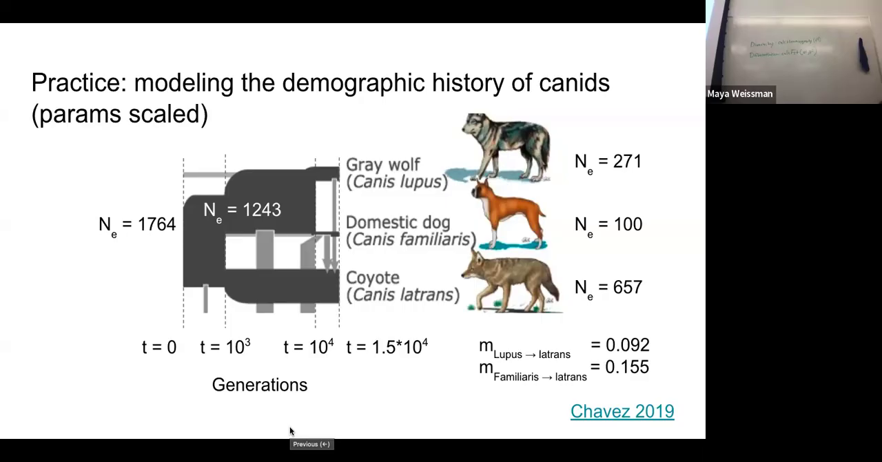Yeah, assume, do not try to do anything. Yeah, so you can assume that if I say that the Ne for coyotes here is 657, here the Ne for coyotes is also 657. That's what I'm trying to tell you.